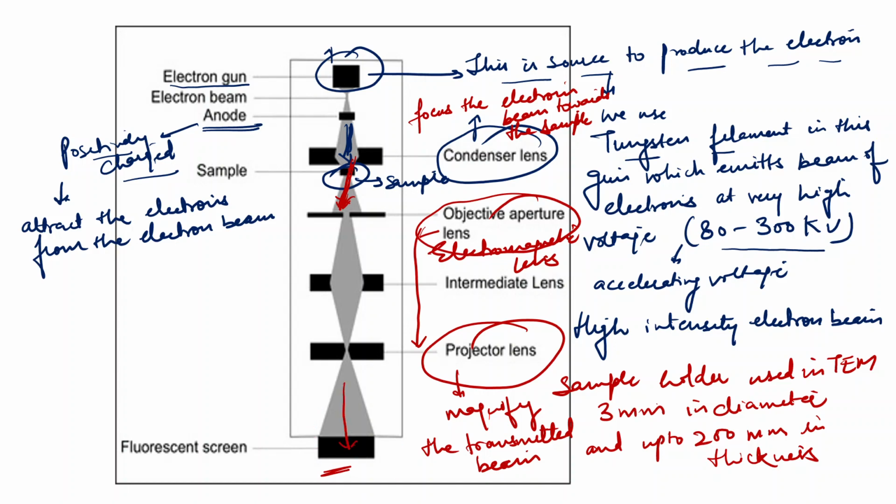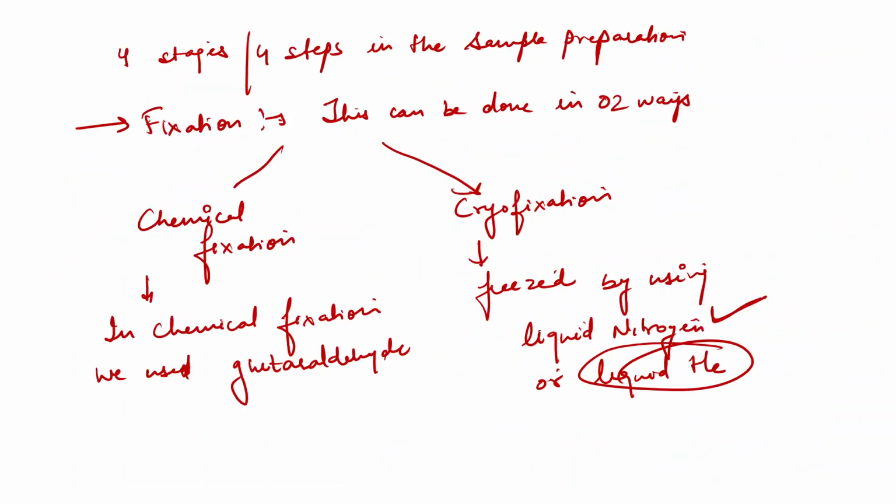If a fluorescent screen is used, then the image can be seen on the fluorescent screen only. In case we are using a detector, then the output is forwarded to the CPU, where the data will be processed, and you can see the TEM image on the monitor screen also. Now coming to the TEM imaging modes.